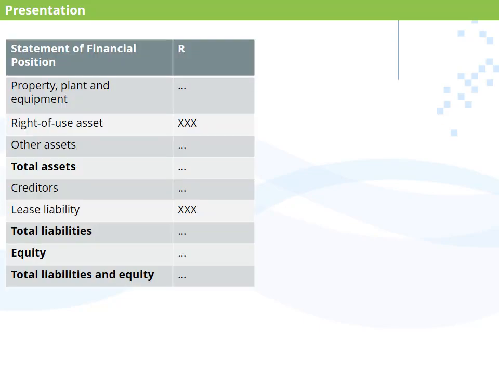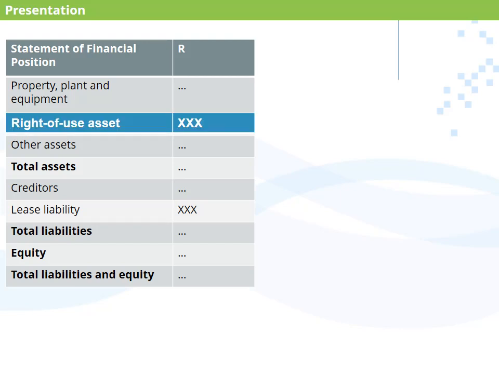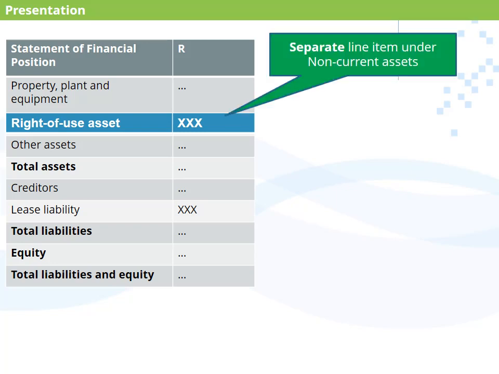In the statement of financial position, a lessee recognizes a right of use asset, and this is a separate line item under non-current assets, the non-current asset section of the statement of financial position. The value at which that asset is carried is at its carrying amount, which we covered in the previous module.